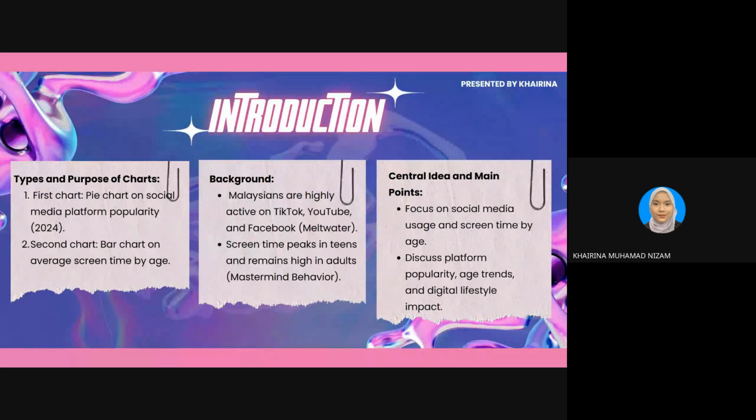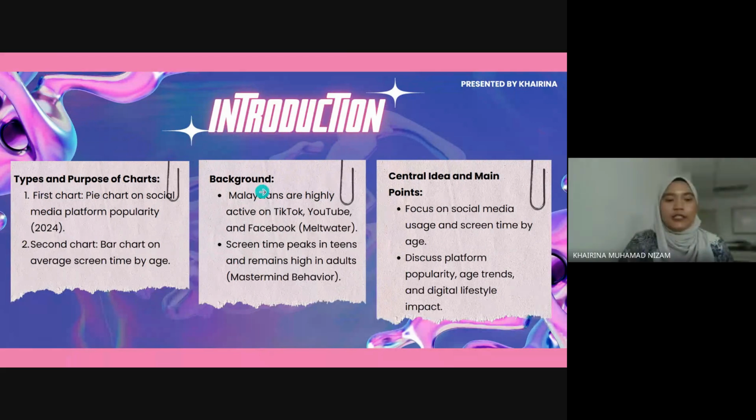For the introduction, we would like to focus on the types and purpose of chart, background, and the central idea and main points. Let's start with the types. The first chart we use is a pie chart, showing the popularity of different social media platforms in Malaysia for 2024. The second chart is a bar graph, and it highlights the average number of hours people spend on screen based on their age group.